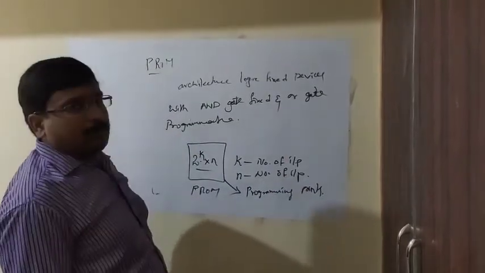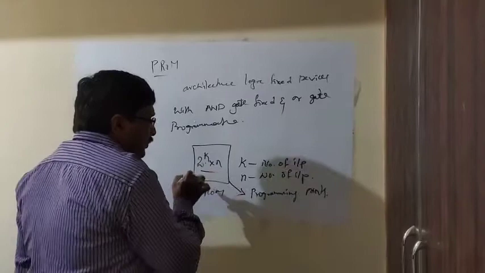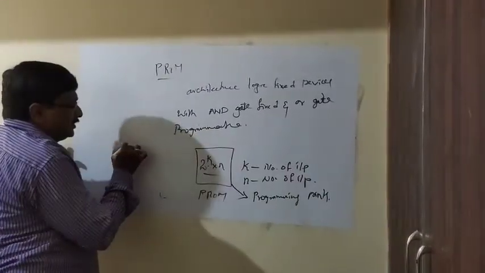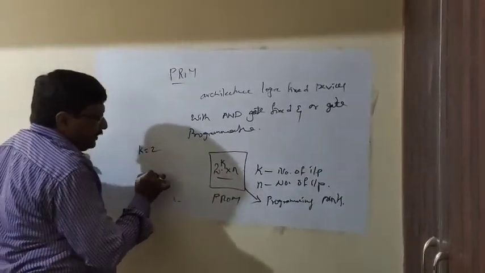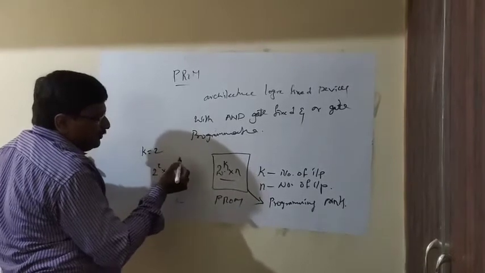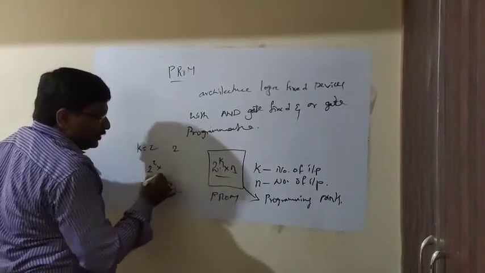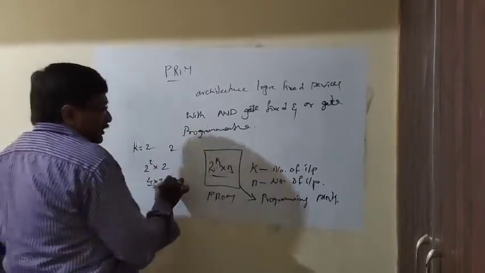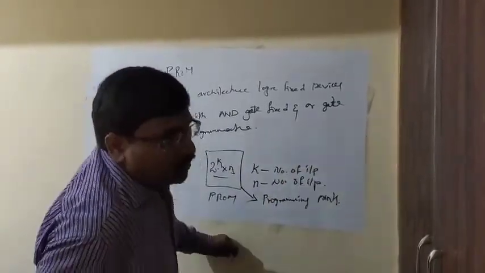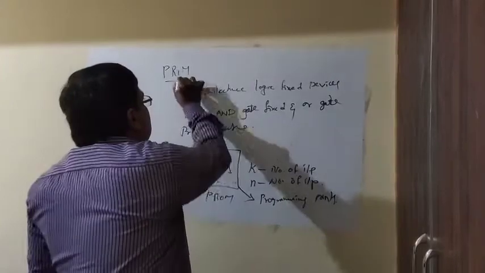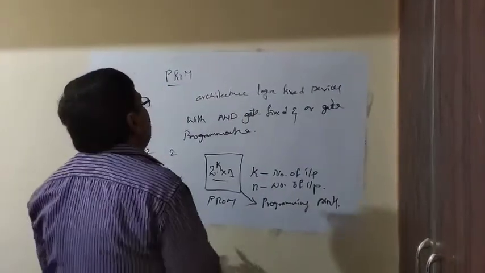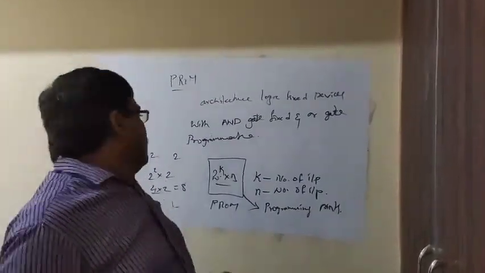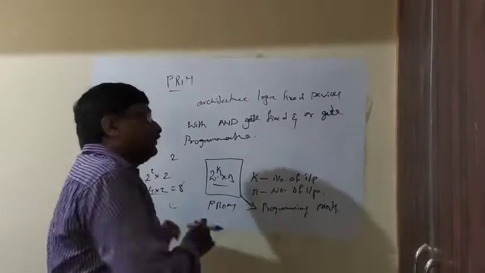So the number of programming points will be represented as 2^k times n. For example, if I take k equal to 2, then it will be 2 power 2 into n values. If I take the outputs also as 2, then it will be 4 into 2 points. The total will be 8 connecting programs, which will be generated by using the PLA. And we will design the basic PLA by using 2 power 2 into 2.